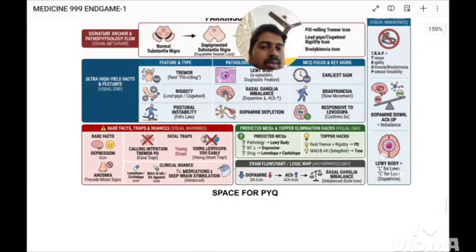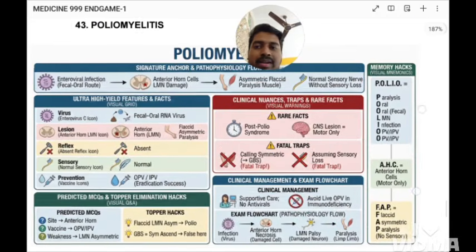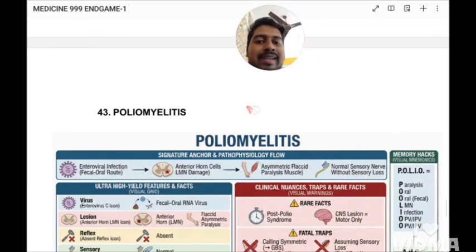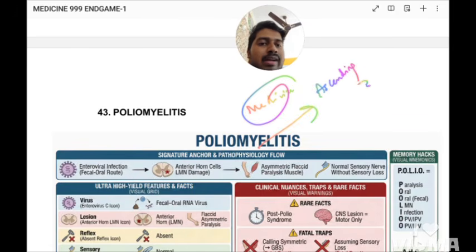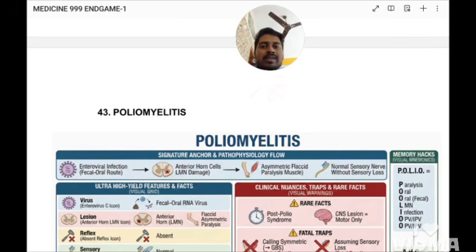We'll next go to the next topic, that is polio. So far in medicine, I have already told you that poliomyelitis is a type of ascending asymmetric paralysis. I have already told this many times. In contrast to botulism and diphtheria, which have descending paralysis, polio and GBS have ascending paralysis.